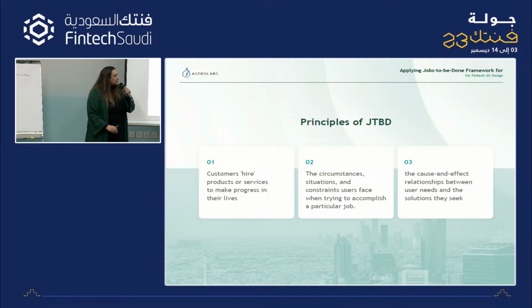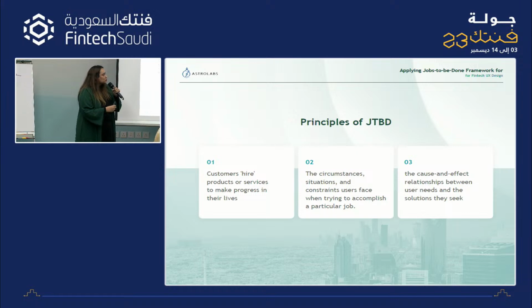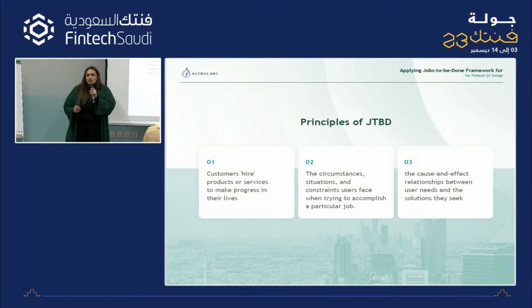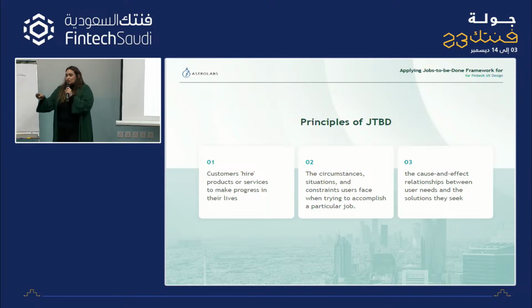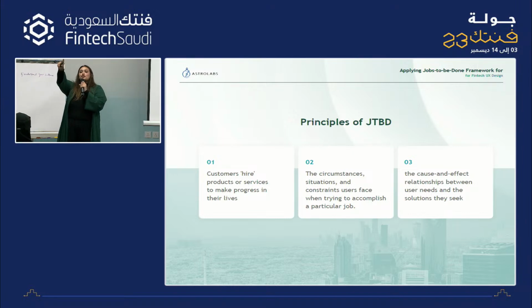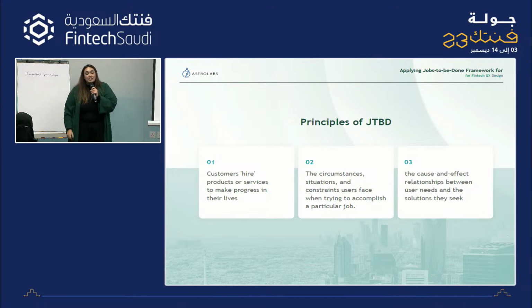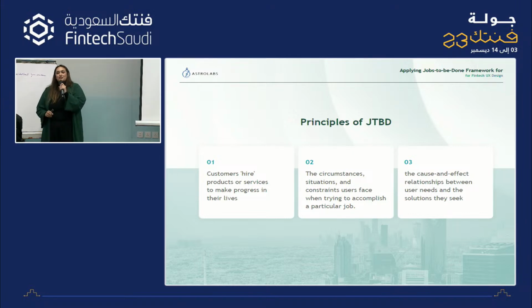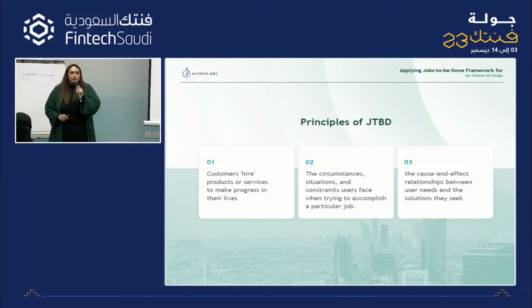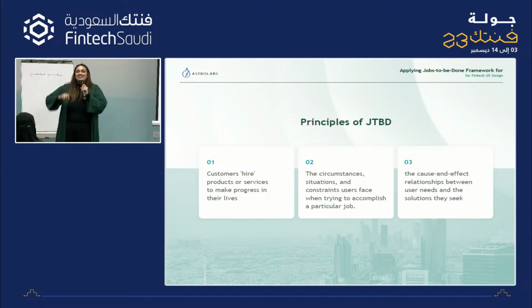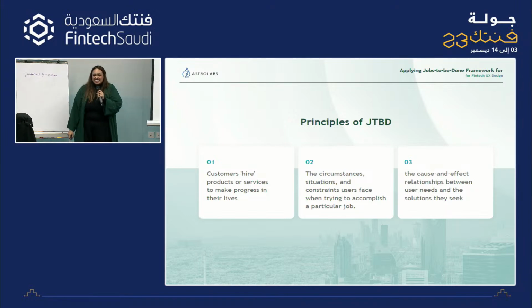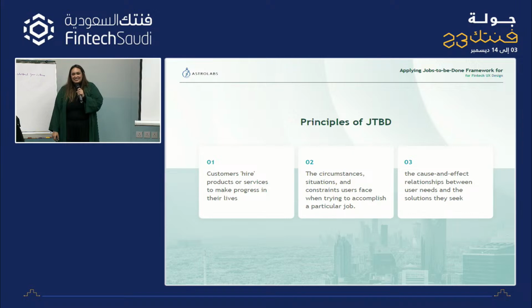The third thing is the cause and effect, the relationship between user needs and the solution they seek. So we went through the 2 examples, but we did not go through the third example at the back. Right? So the third example at the back, what was the situation? What did you want to buy?